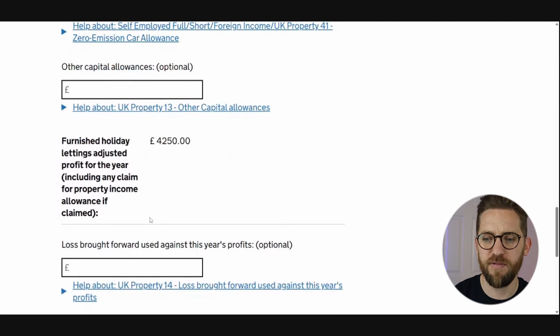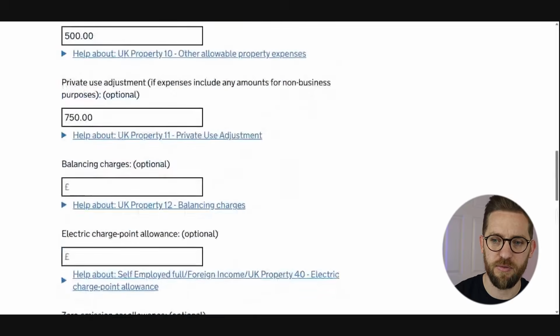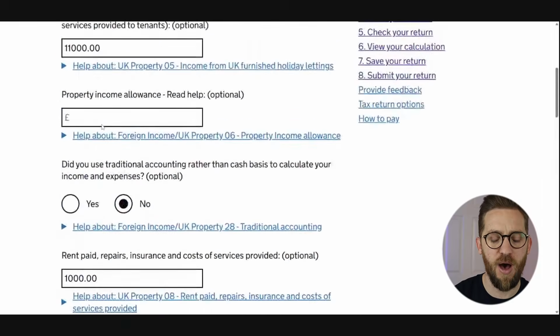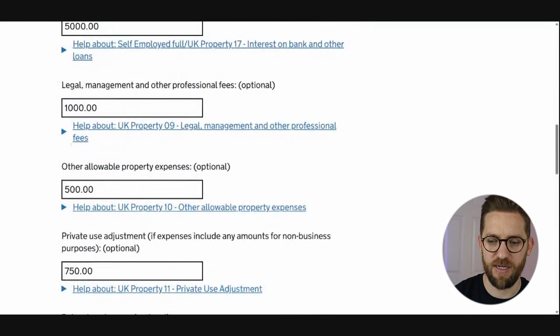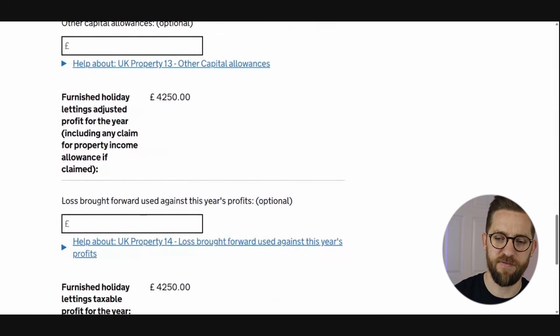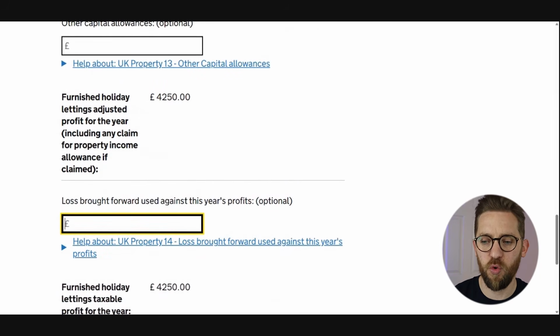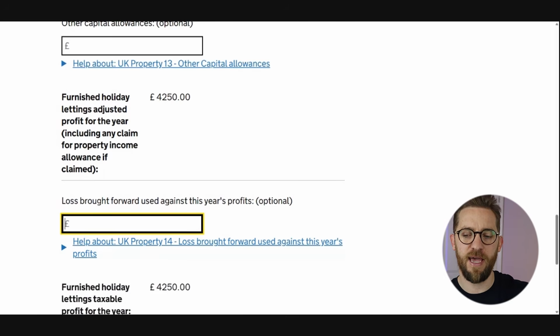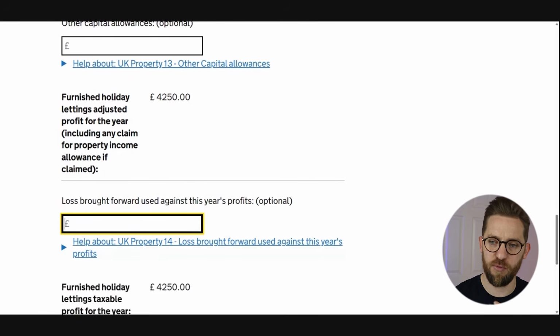At the bottom, we're then provided with a profit figure, £4,250. That's my £11,000 at the top, minus the expenses that I've declared here, is my profit figure of £4,250. Losses brought forward used against this year's profit. So if I made a loss in a prior year, I can use it against this year's profit.